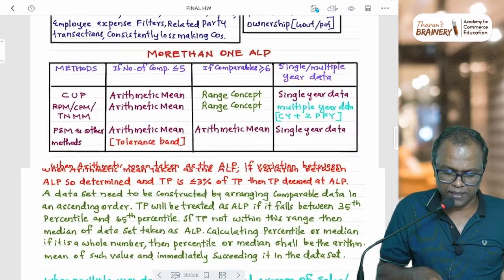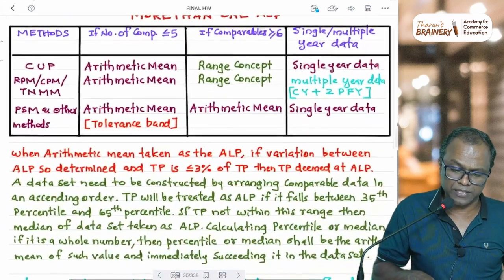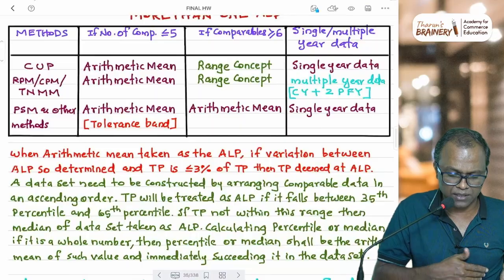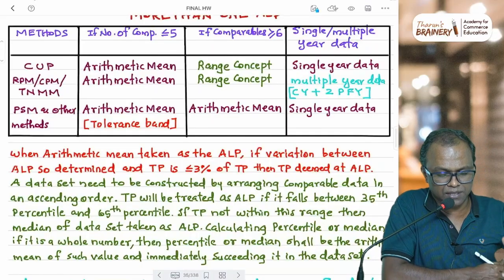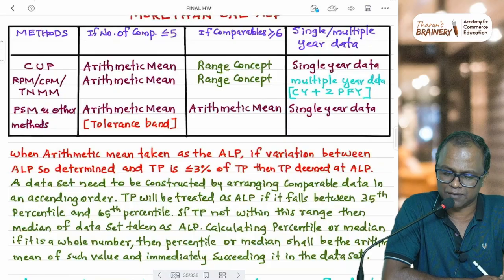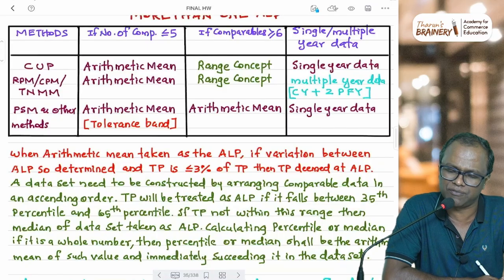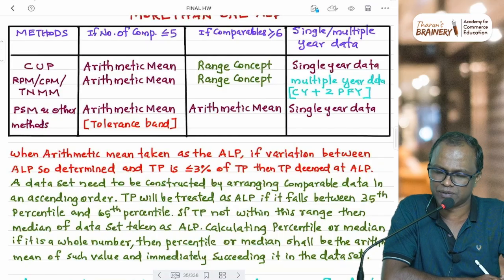And when we are applying the range concept in the comparable uncontrolled price method, only current year data must be used. But in the resale price method, CPM and TNMM, data of 3 years must be taken. Current year and preceding 2 years weighted average data must be taken. After taking the weighted average, put the data set in ascending order, then find out the 35th percentile and 65th percentile as usual.